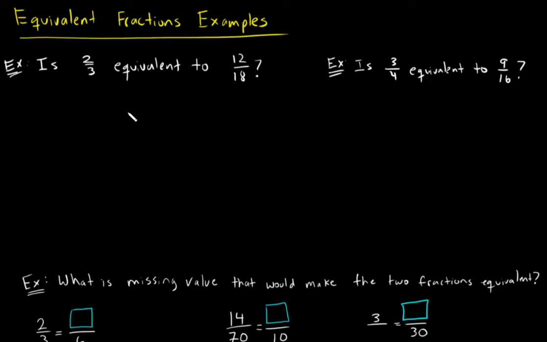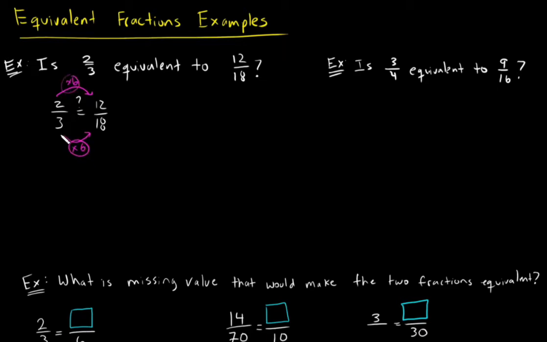So let's see, we have, is 2/3 equivalent to 12/18? So 2/3, is that equivalent to 12/18? Remember, there's several ways to check this. If you can find a number that you can multiply or divide both the numerator and denominator by, then they are considered equivalent. So let's see, 2 times a number, well, that gives me 12, that'll be times 6. And 3 times a number, that gives me 18 times 6. Notice that these two numbers do match.